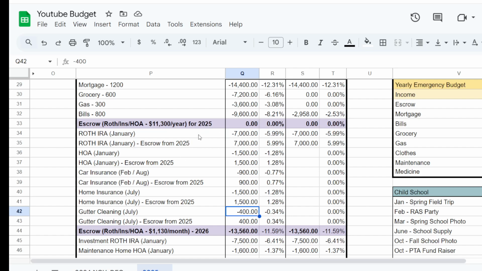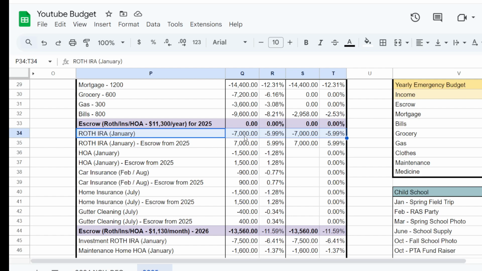So since I've already saved up, I want to say 945 every single month for these yearly expenses, and I put them into my temporary savings account in Allied, but I have a bucket called escrow, and in there, what I'm gonna do is like in January, I plan on paying for my Roth IRA.